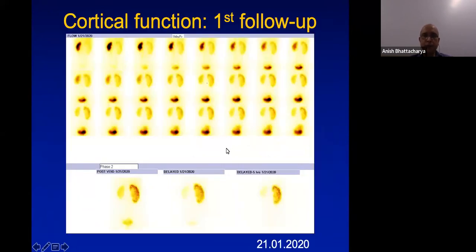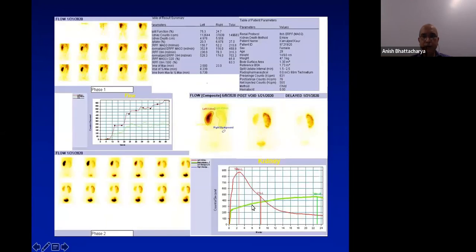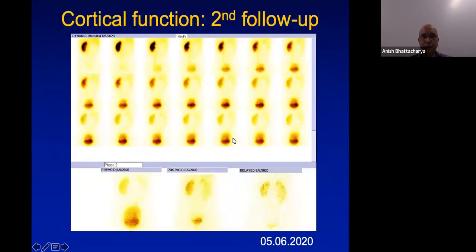First follow-up is on 21st of January 2020. Now you can see compared to the previous one, there is less uptake in the right kidney. And when you look at the renogram curves, it's significantly fallen down. The percentage function now going to 75 and 25. The second follow-up, no intervention has been done.